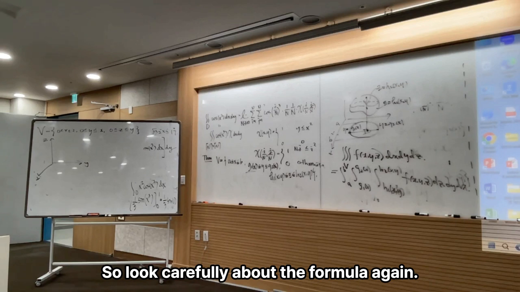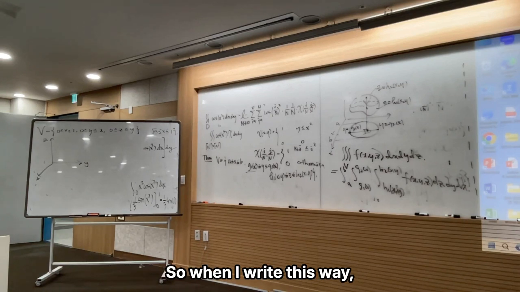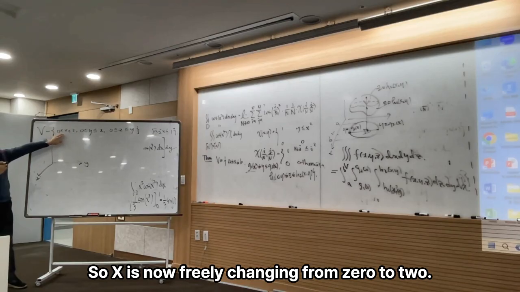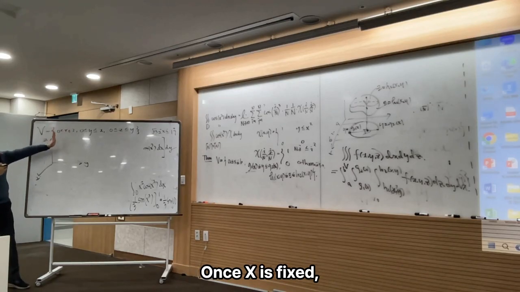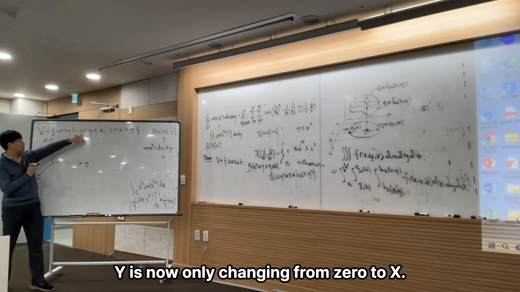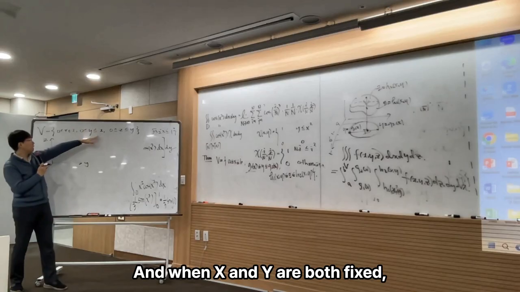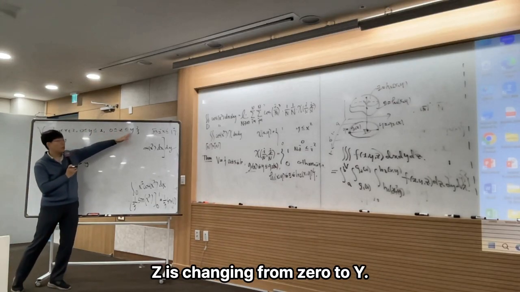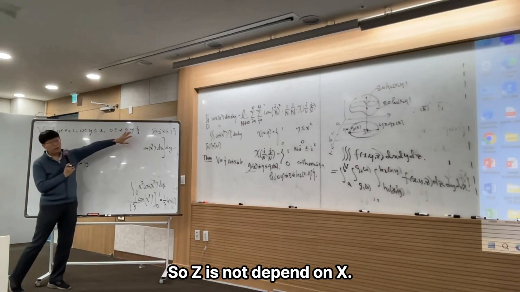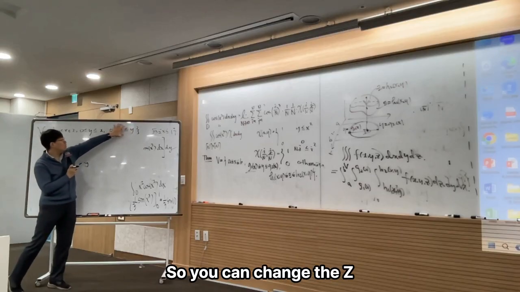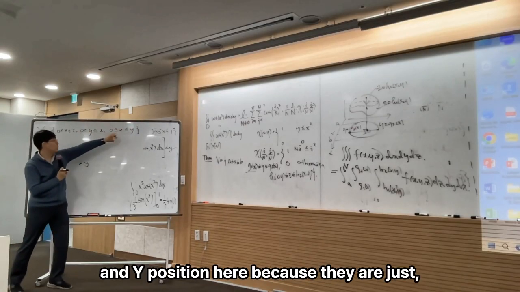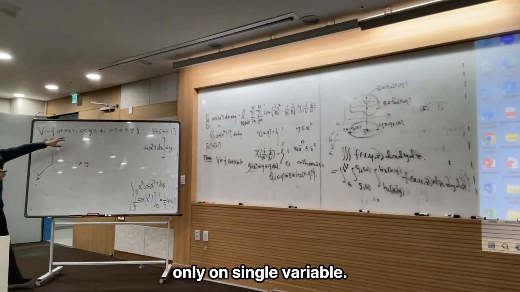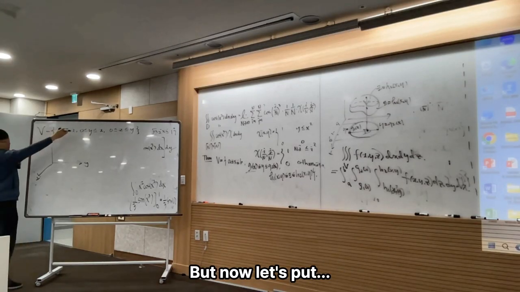So look carefully at the formula again. When I write it this way, you have to go from left to right. So x is now freely changing from 0 to 2. Once x is fixed, y is only changing from 0 to x. And when x and y are both fixed, z is changing from 0 to y. So z is not dependent on x, so you can change the z and y positions here because z depends only on a single variable. But now let's skip this order.